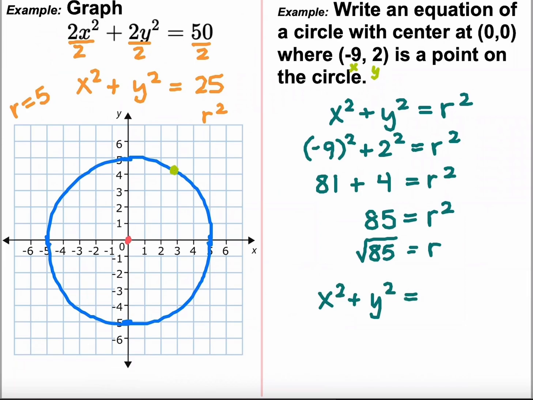x squared plus y squared equals r squared, remember, was just that 85. That's just our equation. That's the equation of this circle, and we know that the point negative 9, 2 would be on the edge of that circle. That's all there is to it.